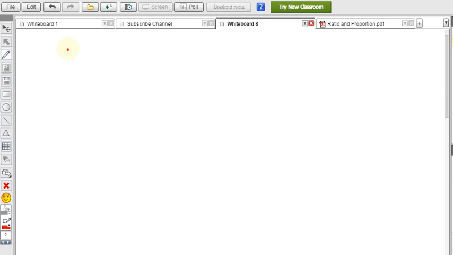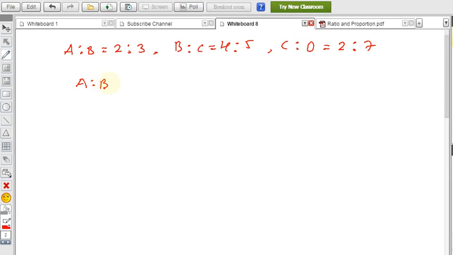Let me write the question first. For example, A is to B is equal to 2 is to 3, B is to C is equal to 4 is to 5 and C is to D is equal to 2 is to 7. So something is given like this. Then what is the value of A is to B is to C is to D? First I'll explain one simple shortcut trick, then you can solve this problem.